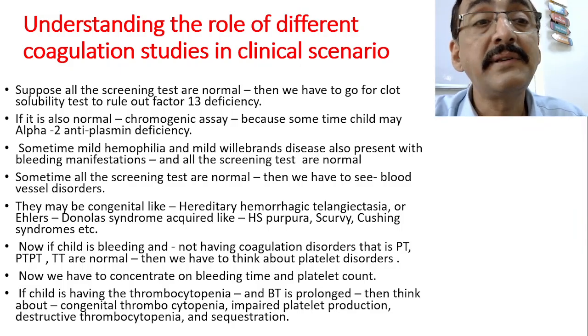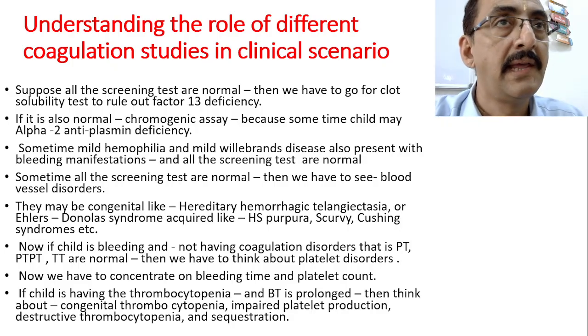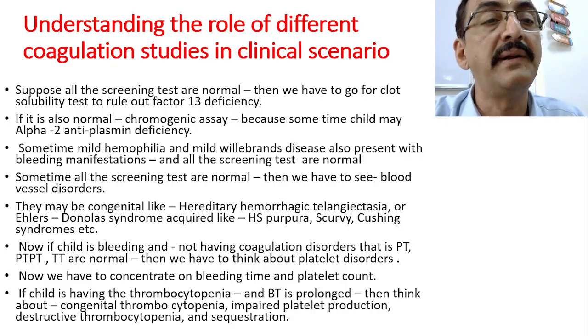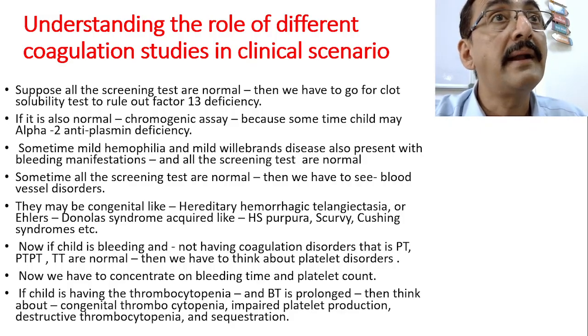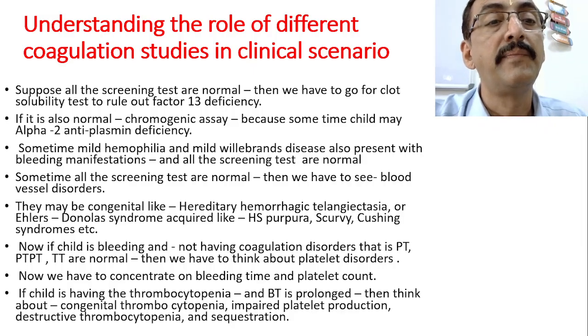Because sometimes the child may have alpha 2 antiplasmin deficiency. If the child has alpha 2 antiplasmin deficiency, this possibility is there, bleeding will be there, plasmin deficiency is there, so bleeding will be continuous, but everything is normal.